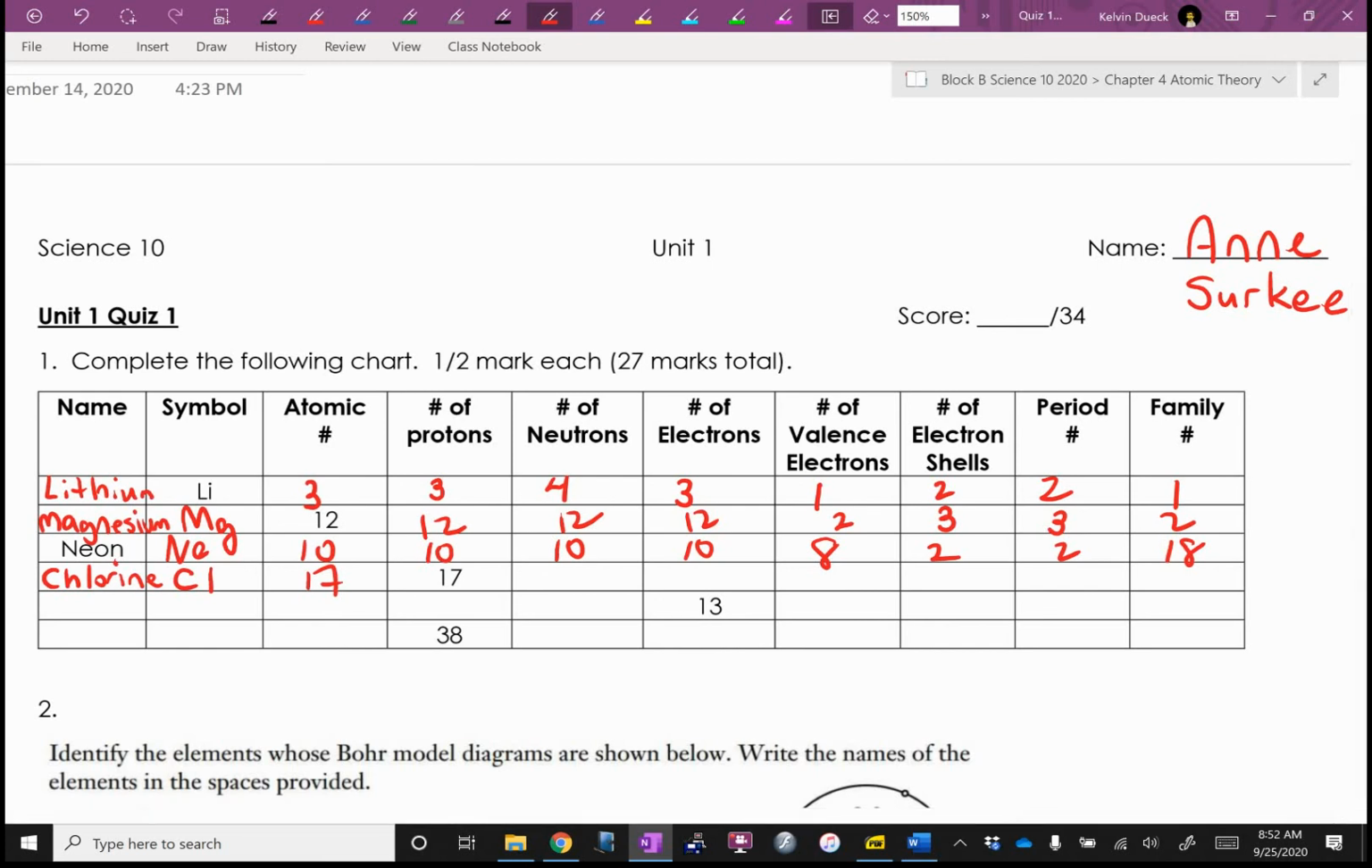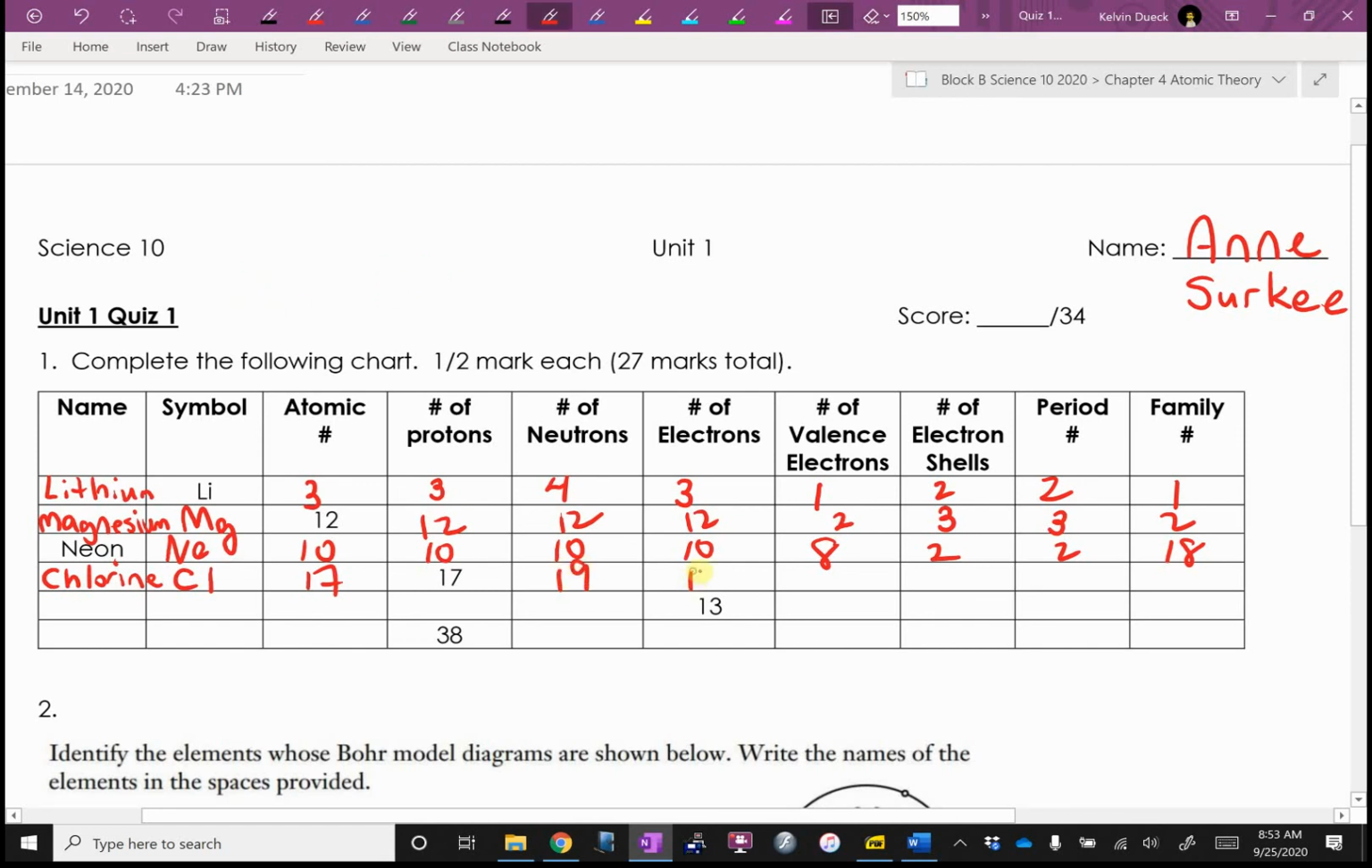How many neutrons? What's chlorine's atomic mass? 35? So I would go 35, take away 17. Is it 35 rounded off properly? What is it actually on your table? 35 point what? 35.5, which rounds to 36. Round off properly. So 36 take away 17 is 19.